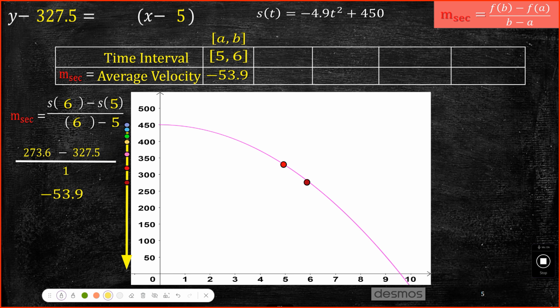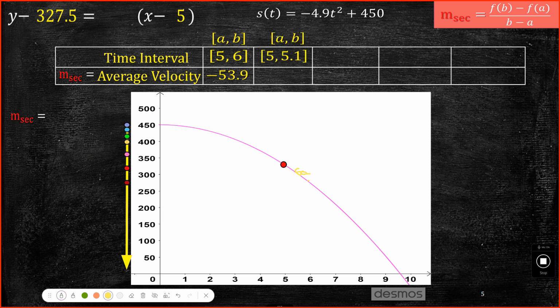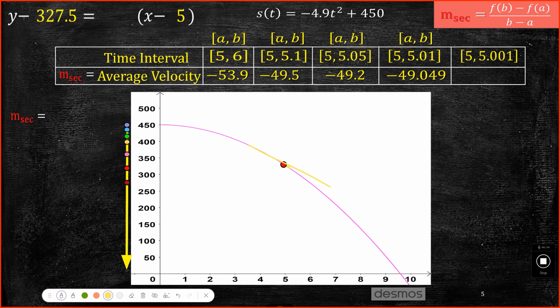Let's continue. Why don't we get this point closer and closer to the stationary point? Let's use 5 and 5.1, really close to each other, and that's going to be closer to the tangent line. You plug it into the formula, we're getting negative 49.5. We get it closer again, negative 49.2, and you see that it's approaching, I think, negative 49. If we get closer, negative 49.049. If we do 5 and 5.001, it's negative 49.001.